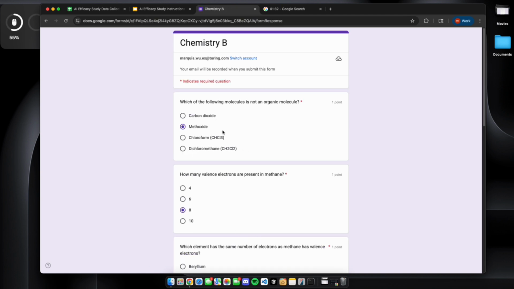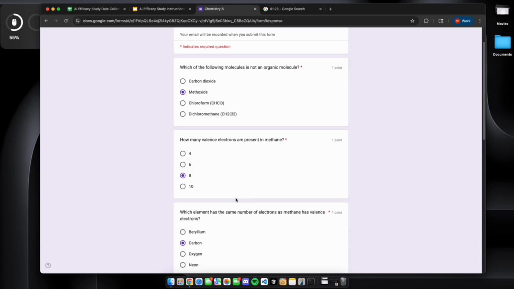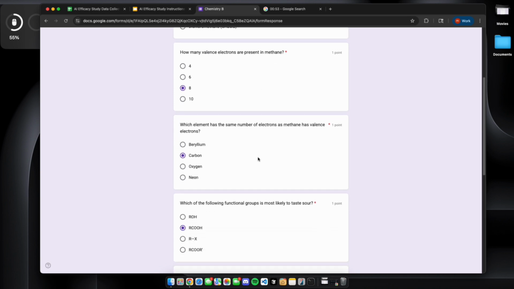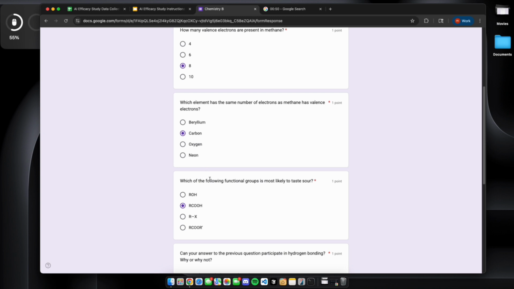Carbon dioxide has to be organic. These both have the hydrogen bond, so I'm pretty sure it's an organic molecule. How many valence electrons are present in methane? We did the math for that one because methane has n equals 1. So C to the 1 and H to the 2 times 1. Carbon is 4 valence electrons, H is 1. So we do 4 plus 2, which is 6, and we added 2 at the end. Which element has the same number of electrons as methane has valence electrons? Pretty sure it's carbon. This one has to be this one.